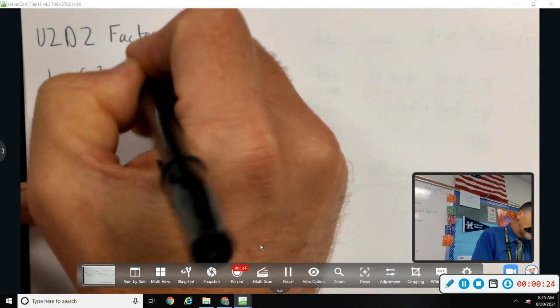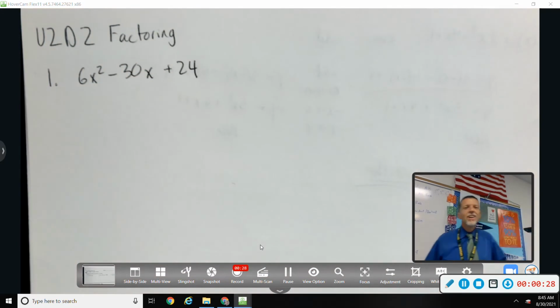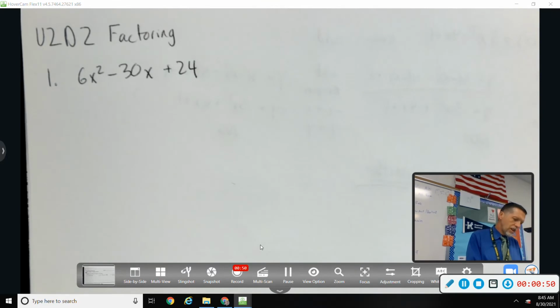And since we know how to do this already, in theory, we're just going to jump in and do some examples together. 6x squared minus 30x plus 24. So what do you think we should do first? Pull out the 6. Yes.